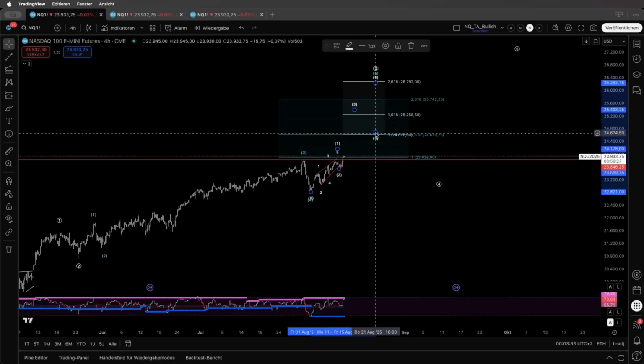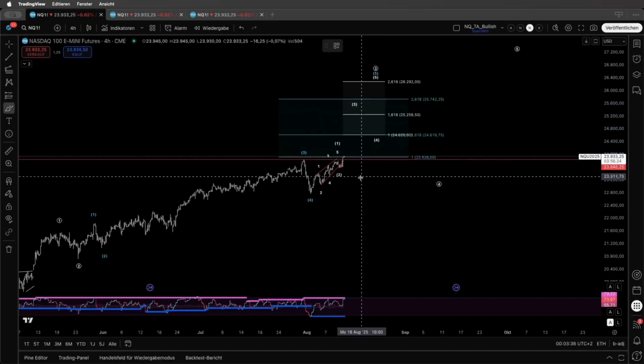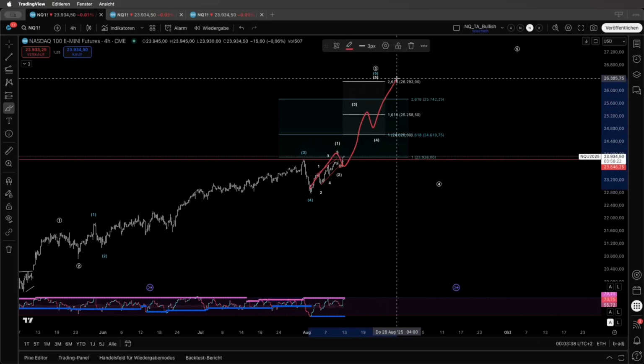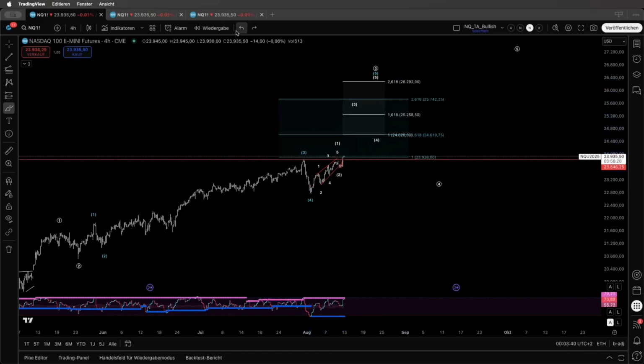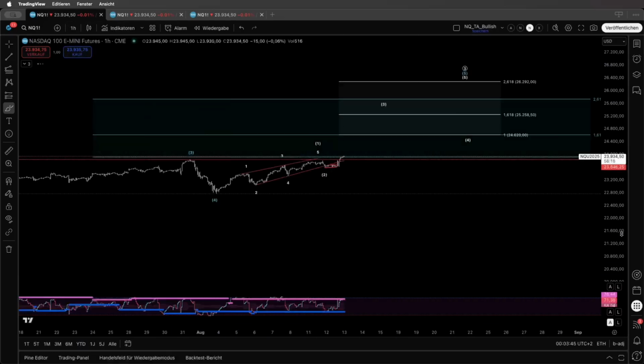We have the targets to the upside. I do expect this move to the upside playing out like this. And then we have to take it step by step from here, okay? So what else to add? Let me go on the 1 hour time frame.